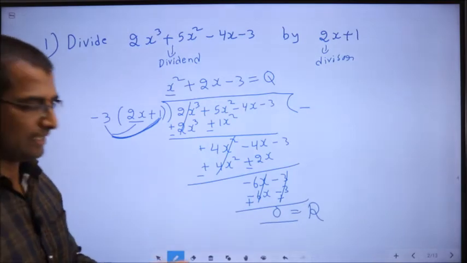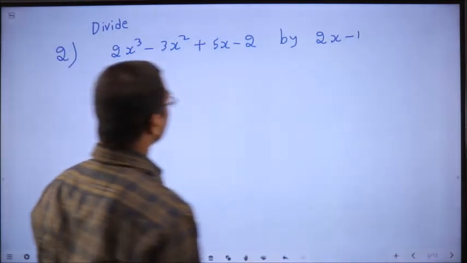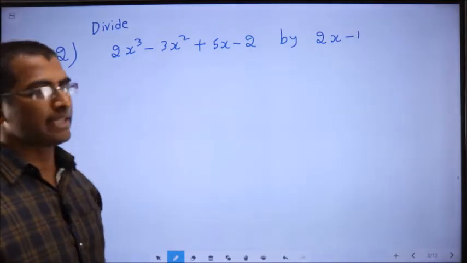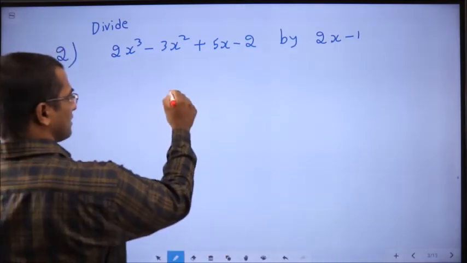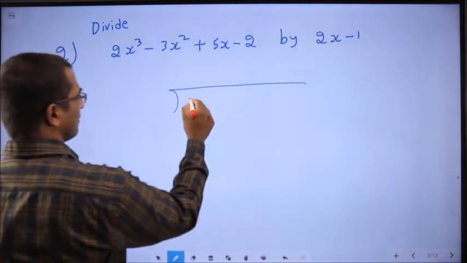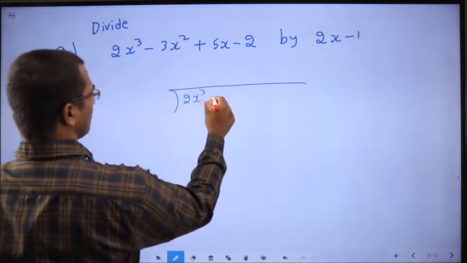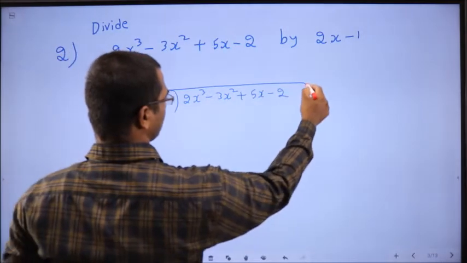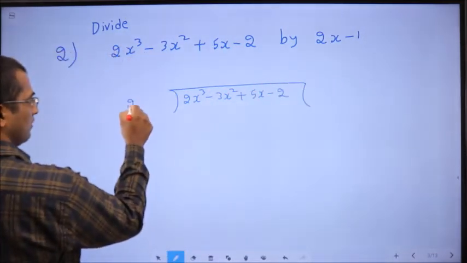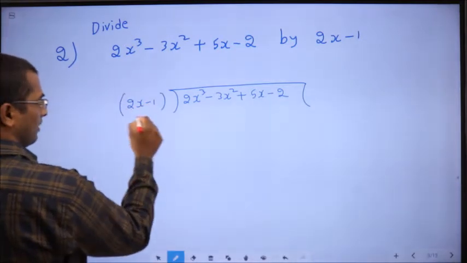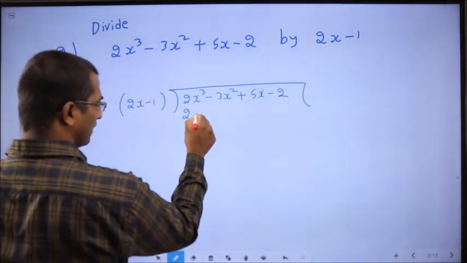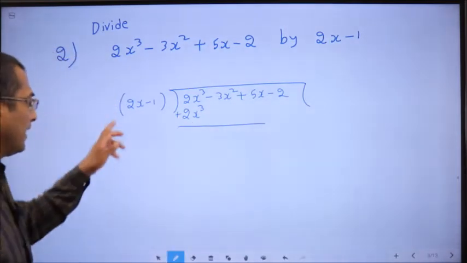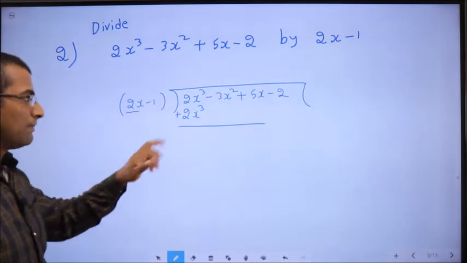Okay. Next, question 2. Divide 2x cube minus 3x square plus 5x minus 2 by 2x minus 1. Write this inside. So this is 2x cube minus 3x square plus 5x minus 2. And 2x minus 1 over here. Now here 2x cube, below also you should get 2x cube only. Here I have 2x. This needs to be multiplied with what?